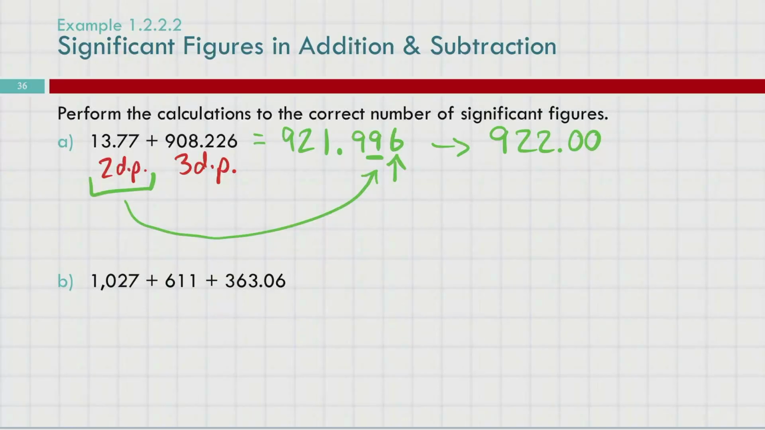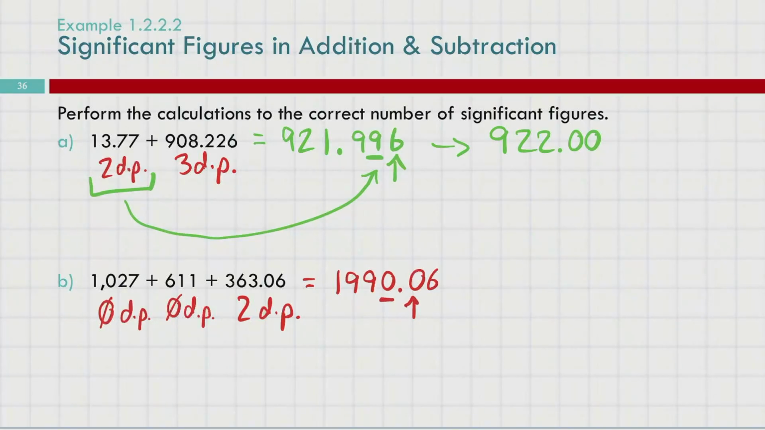And for this other example, we've got what I might call 0 decimal places, and 0 decimal places, and 2 decimal places. Calculator says this is 1990.06. We round off at the ones place. The 0 says drop me. So we get 1990.